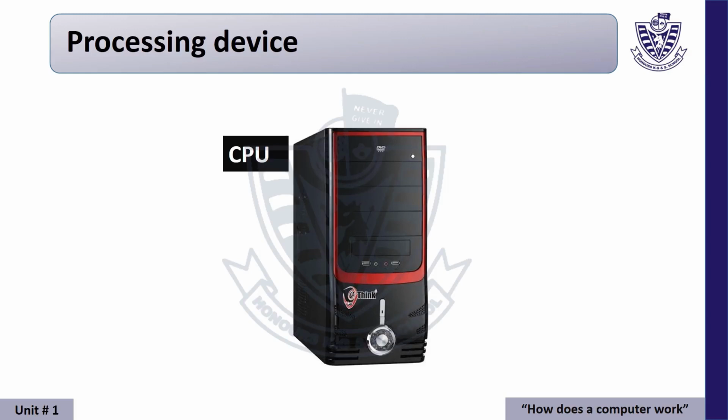Processing device. Students, here you can see a single picture. This is called CPU. CPU stands for Central Processing Unit. It is the main part of the computer. It works like the human brain. The CPU does calculation and carries out many other functions. It is known as the brain of the computer.